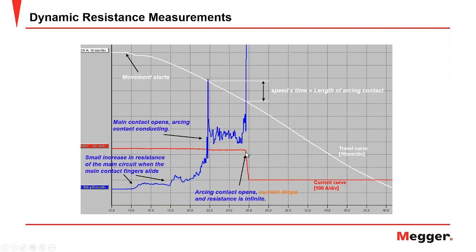At the moment when the current drops to zero, we will see the contact resistance increasing towards infinite, and practically the difference in time between the first spike and the last one is the time for which the arching contact was closing the circuit. And we can have that as a reference as time. For the example here, we have 26 minus 22 milliseconds, that's 4 milliseconds.